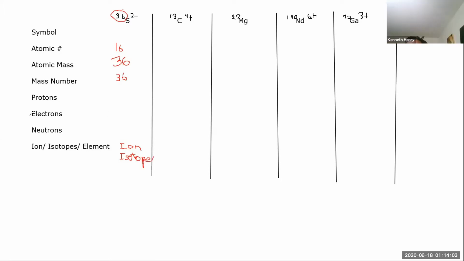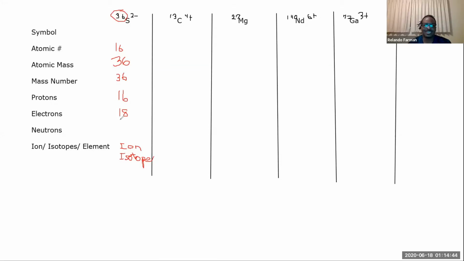Okay, how many protons? 16. How many electrons? 18. It would be 18 because we have the addition of two more negatives, and we know electrons are negatively charged. So is that the 16 plus the 2 negative? Correct. 16 plus 2, you got it.